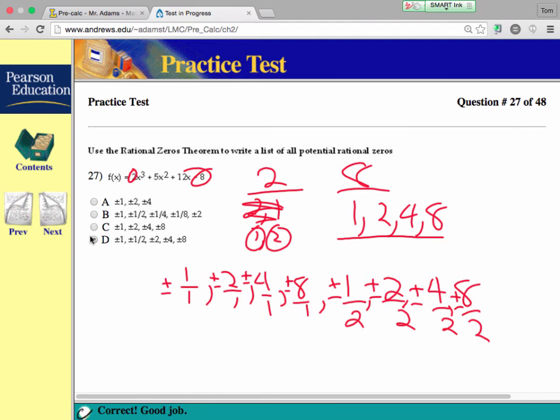Okay, now 2 over 2 is like 1, 4 over 2 is like 2, and then 8 over 2 is like 4. So we don't need to list those twice. Does that make sense? And that's where it comes from. So when you go to do synthetic division, you literally have to try all these numbers, and one of them will work if there's a real number solution in the polynomial. Does that make sense?